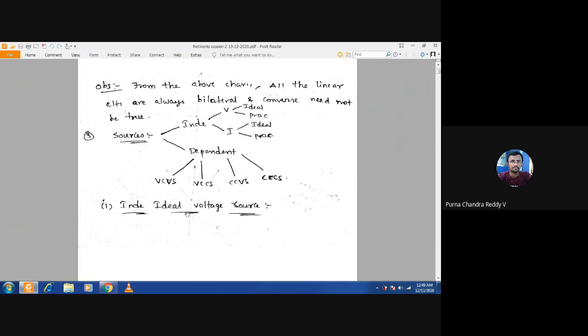The dependent sources are classified into voltage controlled voltage source, voltage controlled current source, current controlled voltage source, and current controlled current source. Okay. Now tell me, what is the basic difference between ideal and practical voltage source?